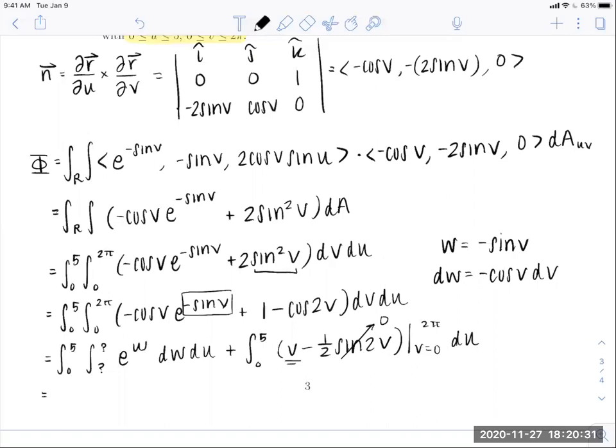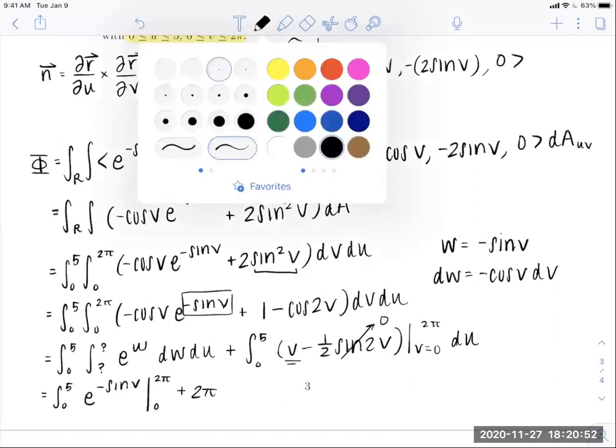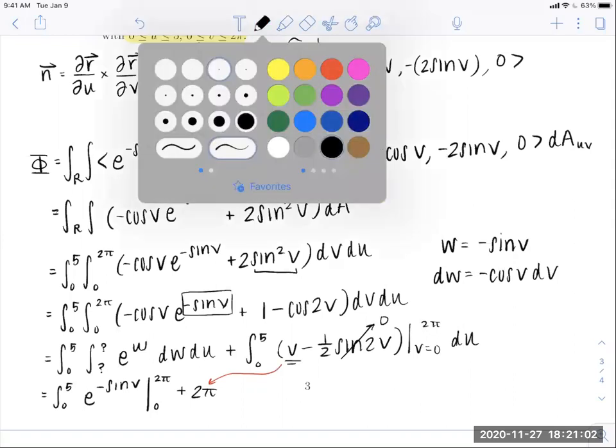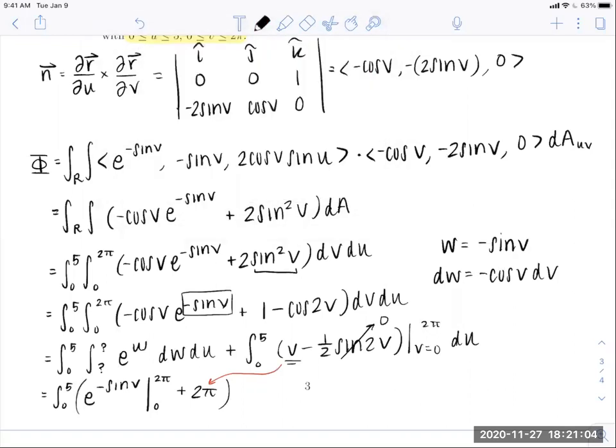So we can also now carry out this integration with respect to w. That's just going to give me an e to the w back out. So I'm going to swap it back for the e to the negative sine v. This is from 0 to 2 pi. And then I have my 2 pi here, where again, that's just coming from this right here. And don't forget that this is all being integrated with respect to u.